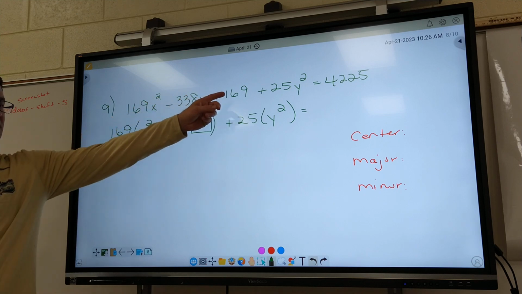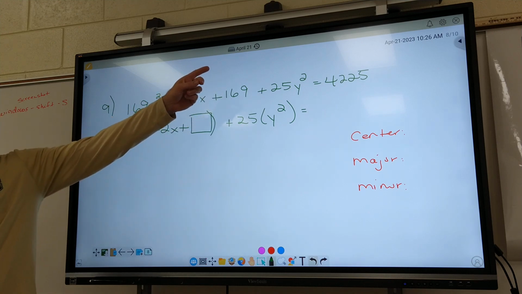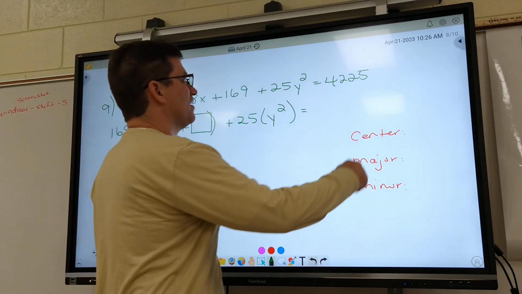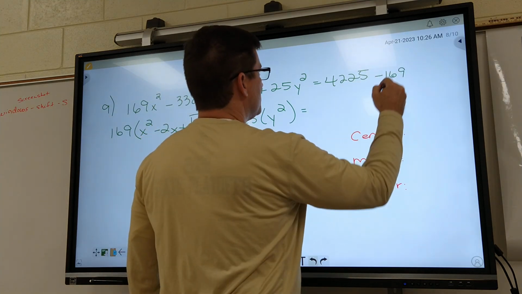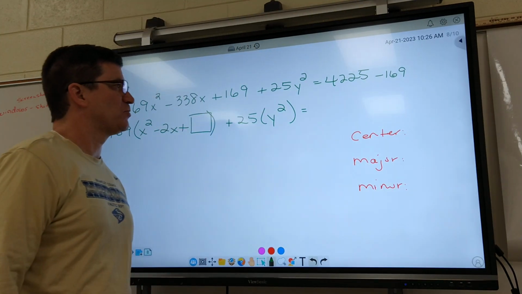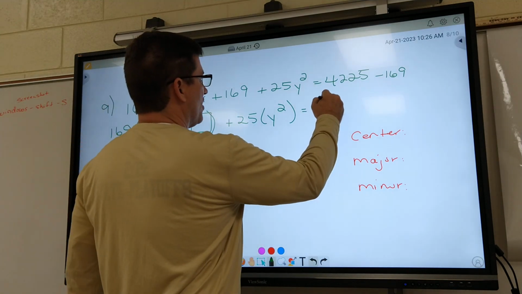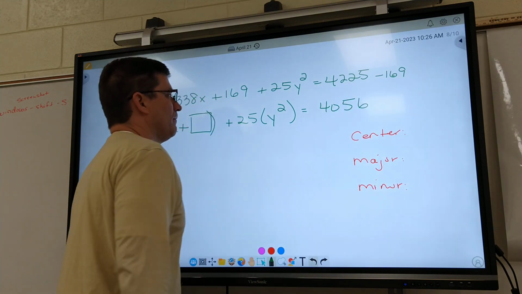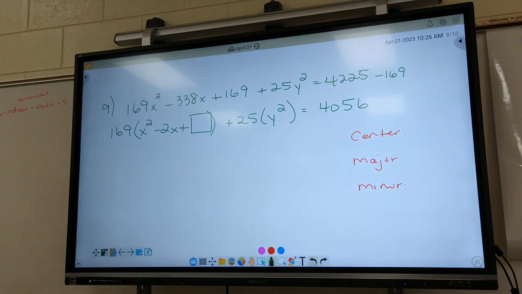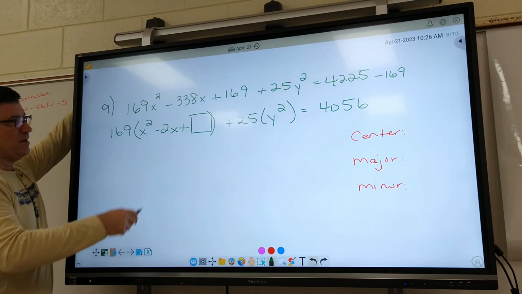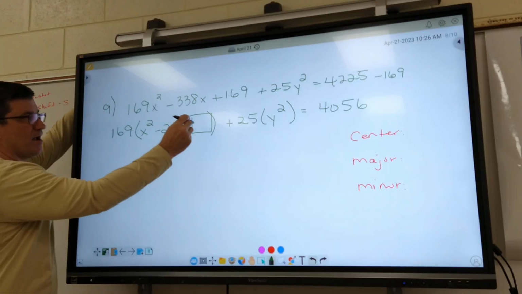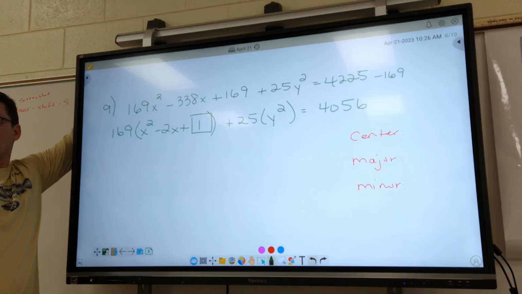What happens with 169 since it doesn't have an x or a y? Move it over, make it a negative. Somebody put that in your calculator. Tell me what 4225 minus 169 is. 4056. All right, is everybody good on the first step? Question? All right, fill in the box now. What goes here? Half of 2. So I got a plus 1. Y'all agree?